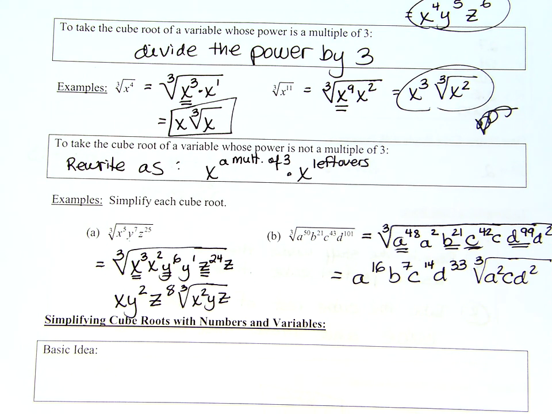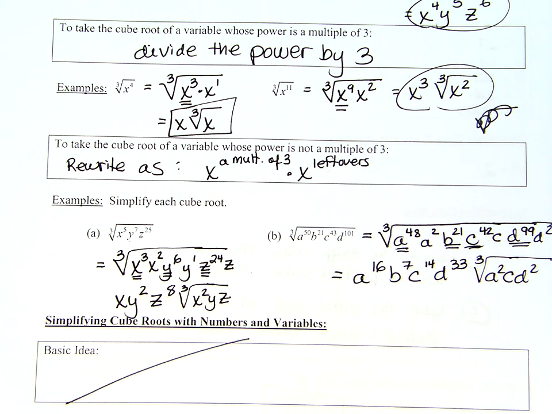Not terrible here. Now we need to put these things together. I don't totally know why I left this box in here for the basic idea. I guess we can write the basic idea. Ready for this? We use the number rules on the numbers. We use the variable rules. You know what? We don't even have to bother writing that. We can just cross this out.